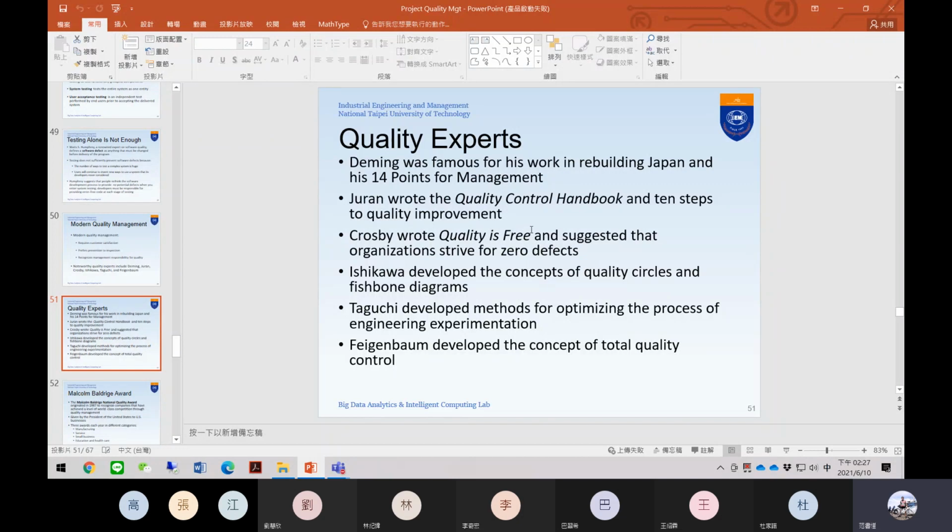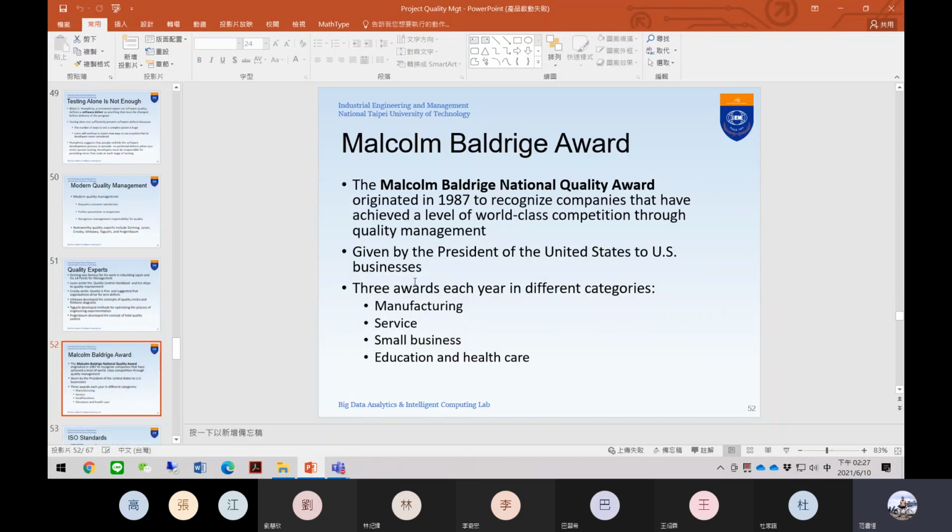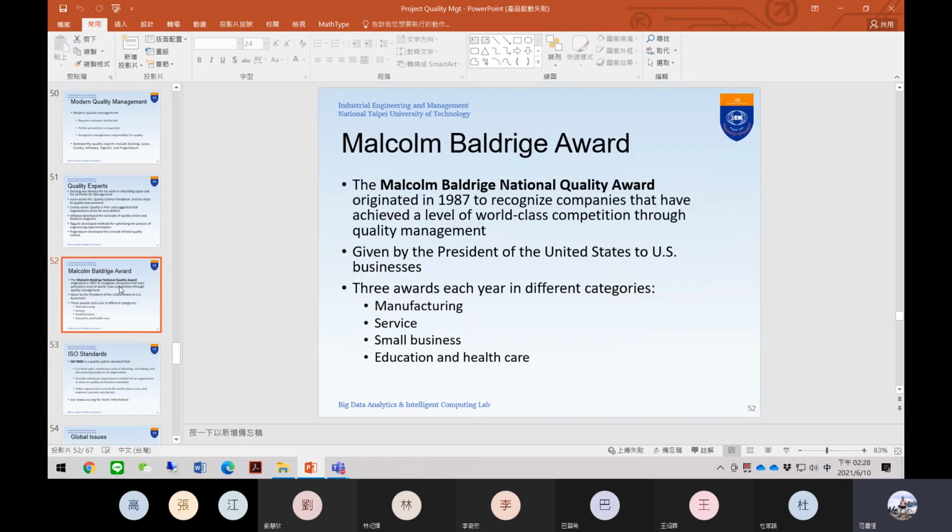Feigenbaum developed the concept of total quality control. So I guess we skip that. I'm almost done. I will let the class go a bit early since I've done all the classes. The Malcolm Baldrige National Quality Award originated in 1987, which was one year before I graduated from college, to recognize companies that have achieved a level of world-class competitiveness through quality management.